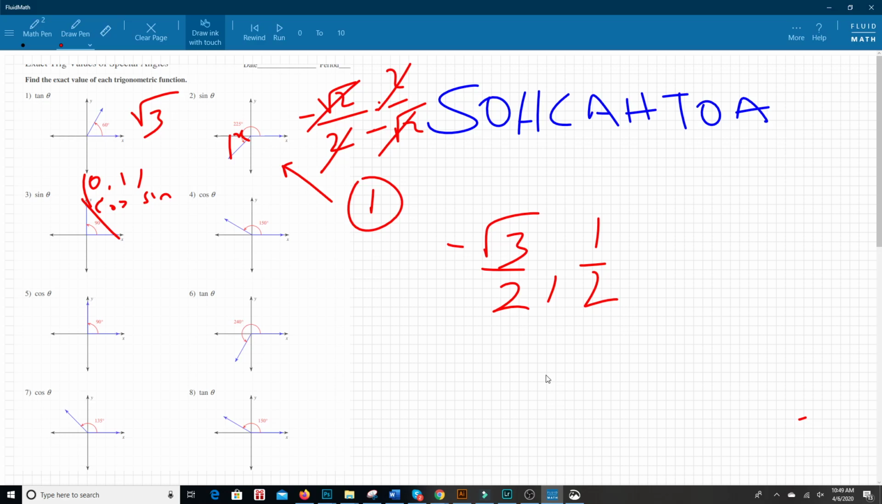Now they're asking for the cosine. So again, this is cos, and this is sine, and cosine says adjacent over hypotenuse. The adjacent over the hypotenuse, right? We're looking for the cosine of this one right here. The x coordinate is going to be negative radical 3 over 2, and the y coordinate is going to be 1/2.